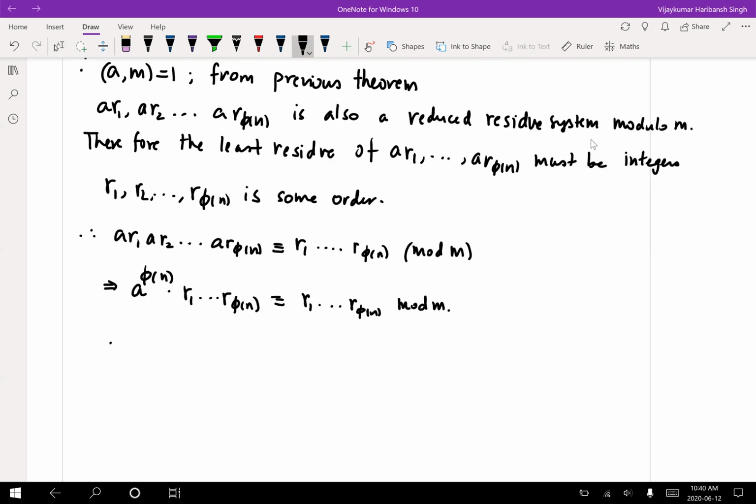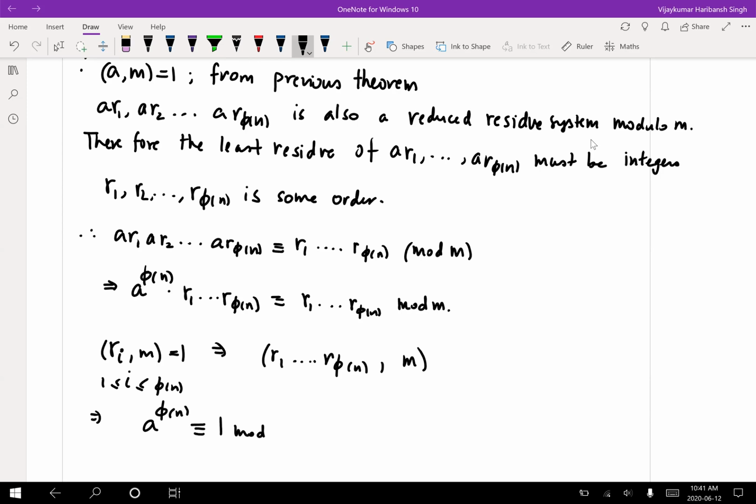Now note that the GCD of Ri and m is 1, right? Because these are relatively prime to m. This implies, for all i from 1 to phi of n, that the product R1 through R phi of n is relatively prime with n. Therefore, you can use the cancellation property. So therefore, we get what? a to the power phi of n is congruent to 1 mod n.